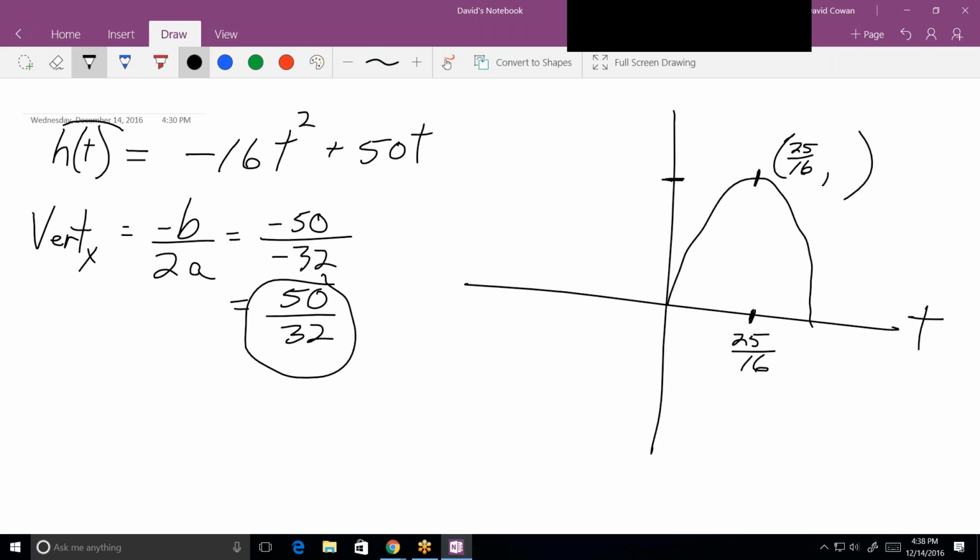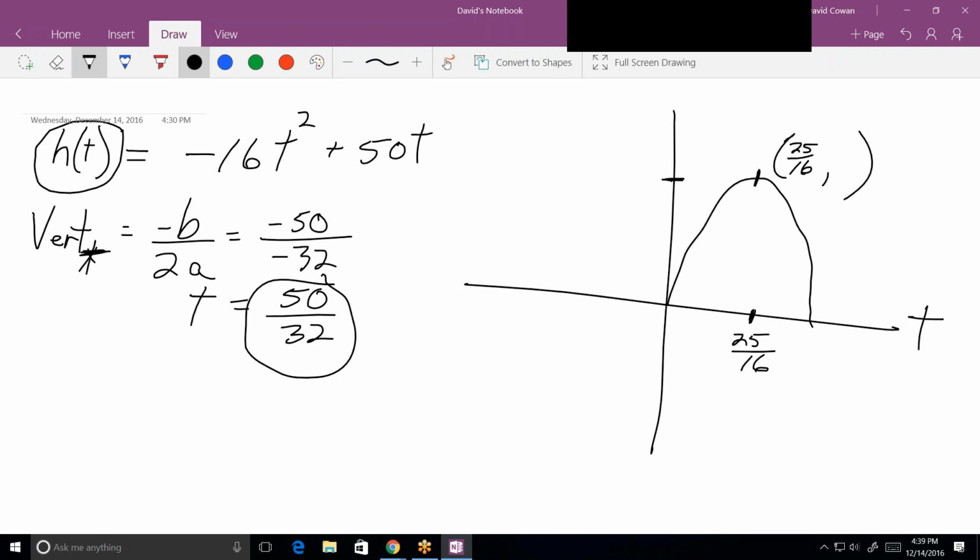Incidentally, this is how that's pronounced. It's not just h, it's h is a function of t, so it's called h of t. It's like f of x, only x isn't our variable, t is. And you can use any letter you want to designate a function. So h of t equals this. To get the y-coordinate of the vertex, plug the x-coordinate into the original equation. I should say the t-coordinate, right? So the t-coordinate, where the peak occurs, is at 50 over 32.